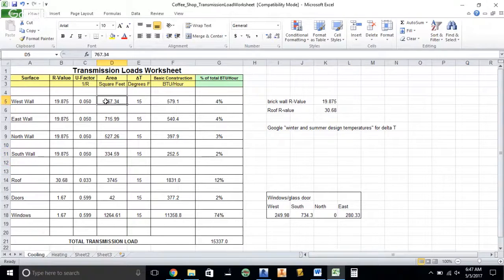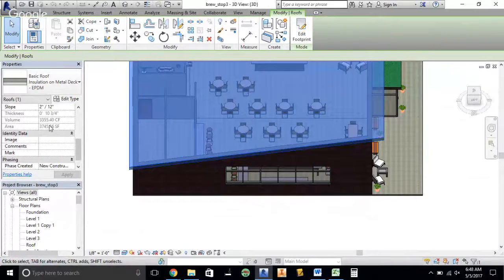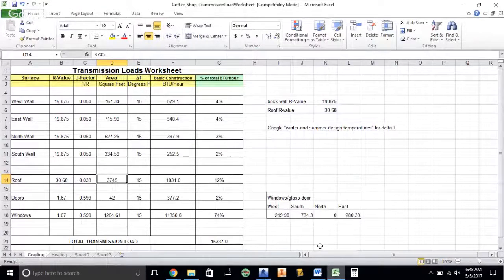So again, get those areas. Not tough to do, just a little bit cumbersome when you're talking about adding the windows in there. The doors, I simply had 36-inch by 84-inch doors, so that's 3 feet by 7 feet. I had two of them, so 3 feet by 7 feet times 2. The roof, the exact same thing. Highlight your roof. It gives you an area. Use that in your worksheet. Multiply those three numbers, the delta T, the area, and the U factor.